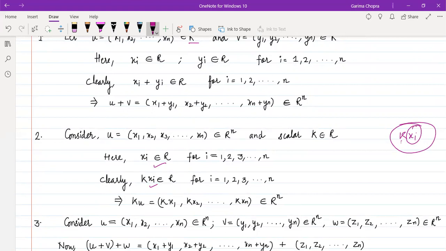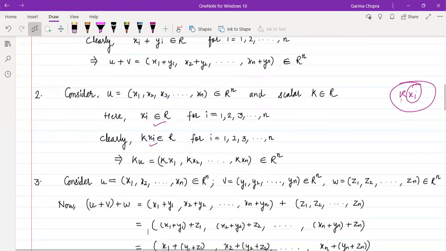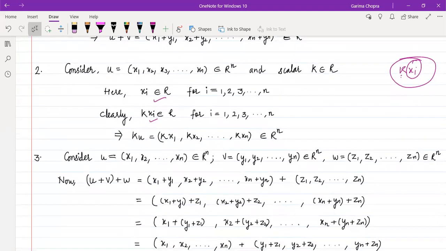And when all this kxi belongs to R, meaning kx1, kx2, kxn, all of these belong to R, then this n-tuplet will belong to this n-dimensional space. And this will prove our second axiom. So we have verified here that vector addition and scalar multiplication are closed in the given set of vectors, which is the n-dimensional space Rn.